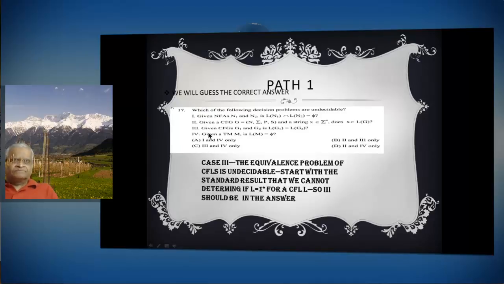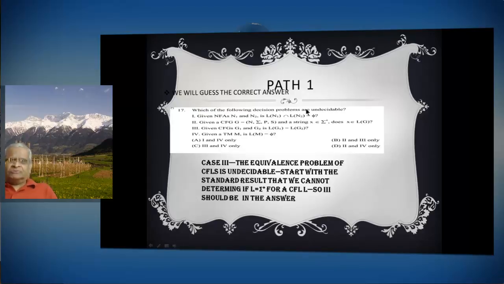Case 3. Given context-free grammars G1 and G2, is the language generated by them equal? The equivalence problem of context-free languages. We know the CFL equivalence problem is undecidable. We cannot decide if a context-free language generates all strings of the terminal vocabulary. So in other words, we cannot decide if L(G1) equals sigma star, let alone if L(G2) is context-free. So 3 is also undecidable. So 3 is undecidable, 4 is undecidable. So 3 and 4 should be in the answer.